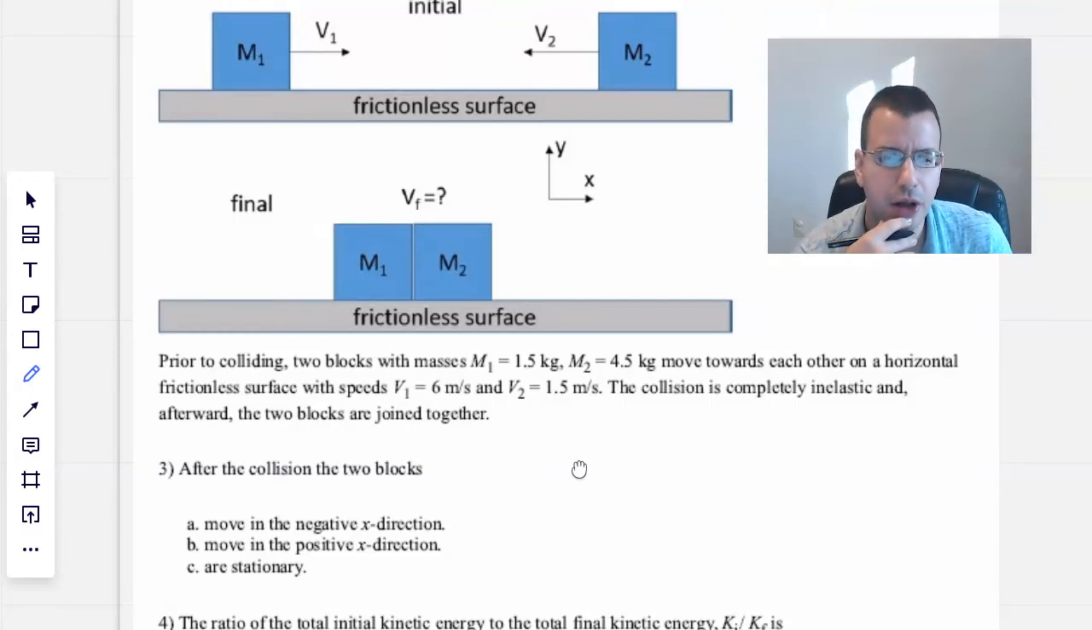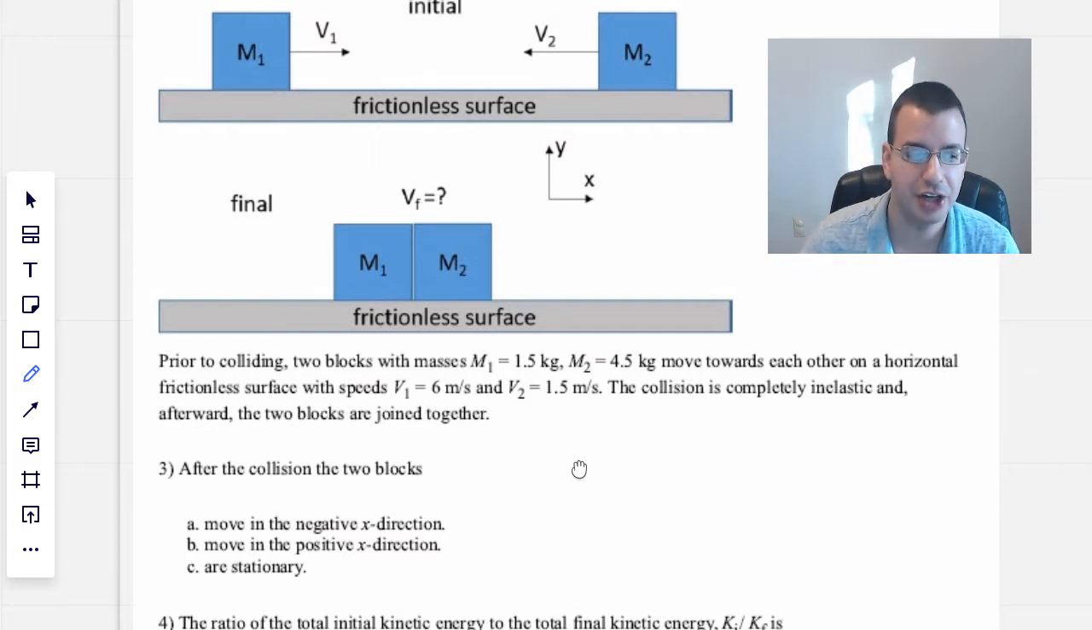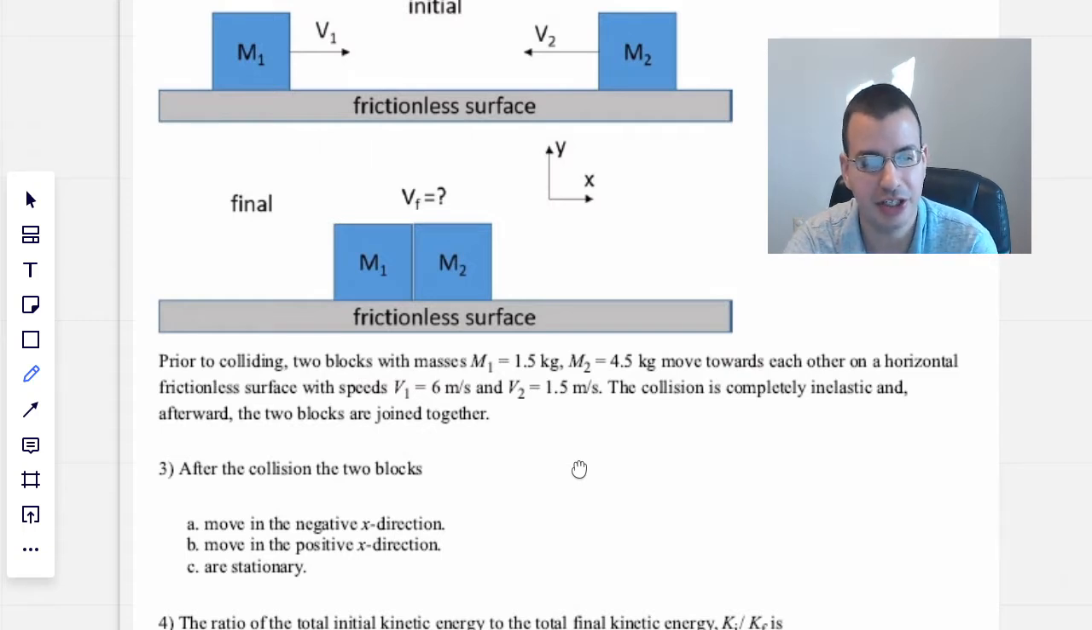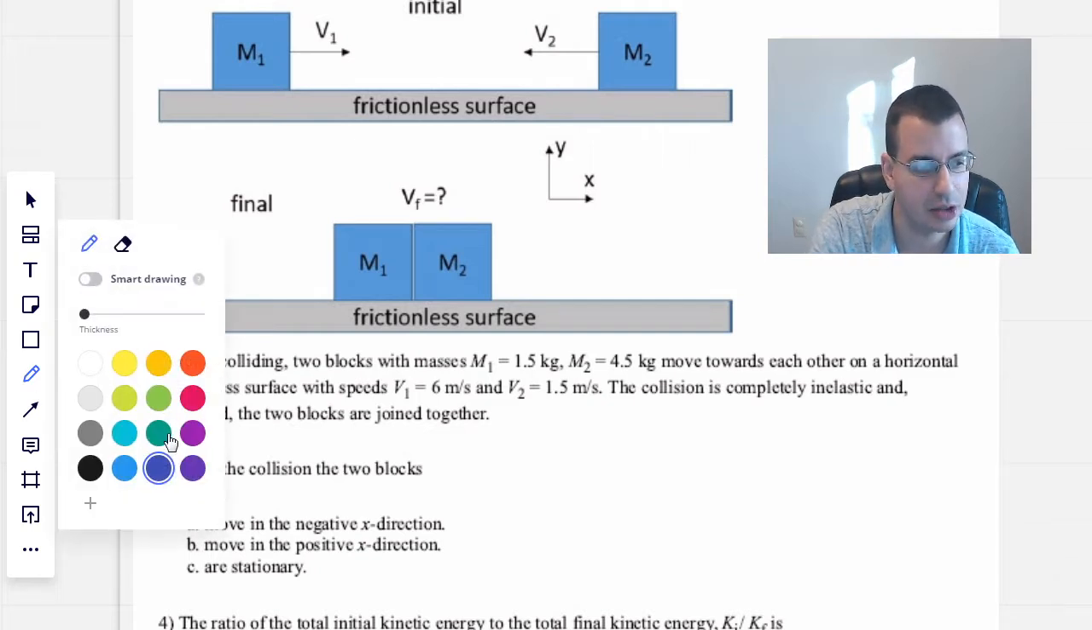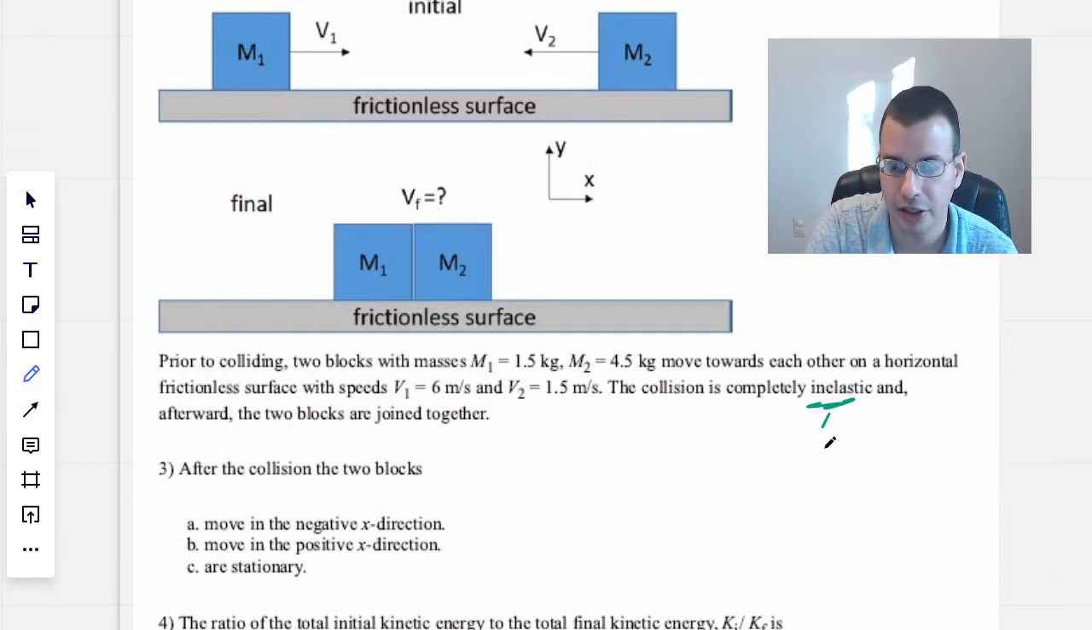Prior to colliding, two blocks with masses m1 of 1.5 kilograms and m2 of 4.5 kilograms move toward each other on a horizontal, frictionless surface with speeds v1 and v2 that are 6 and 1.5 respectively. The collision is completely inelastic as opposed to elastic. So right here, inelastic as opposed to elastic.